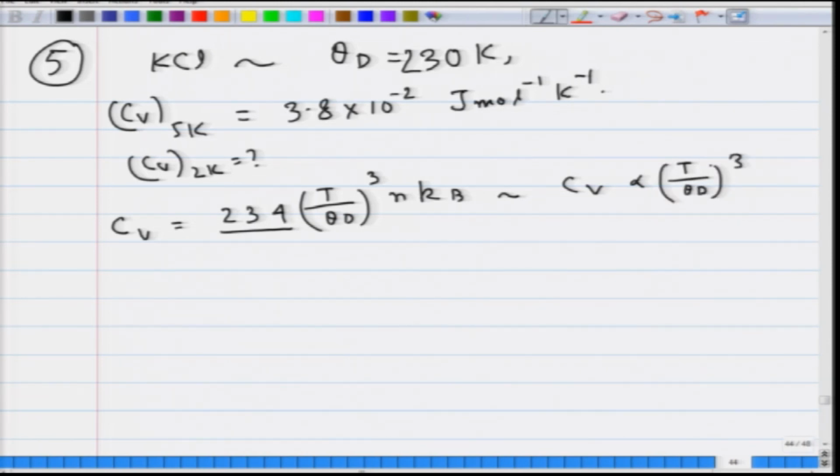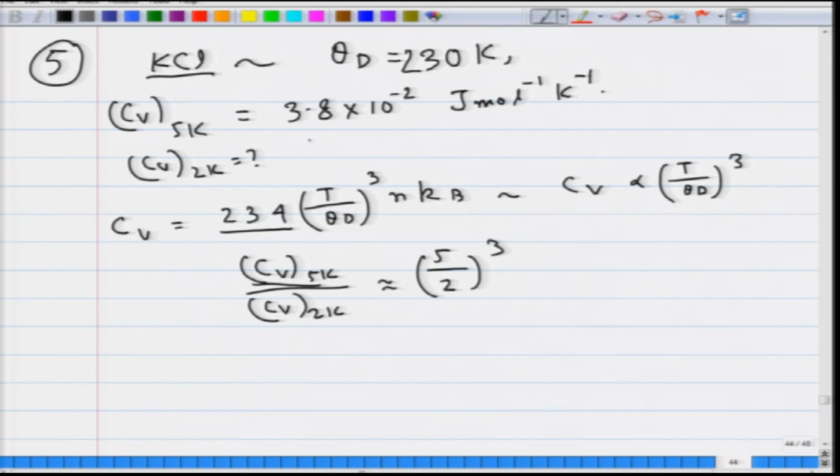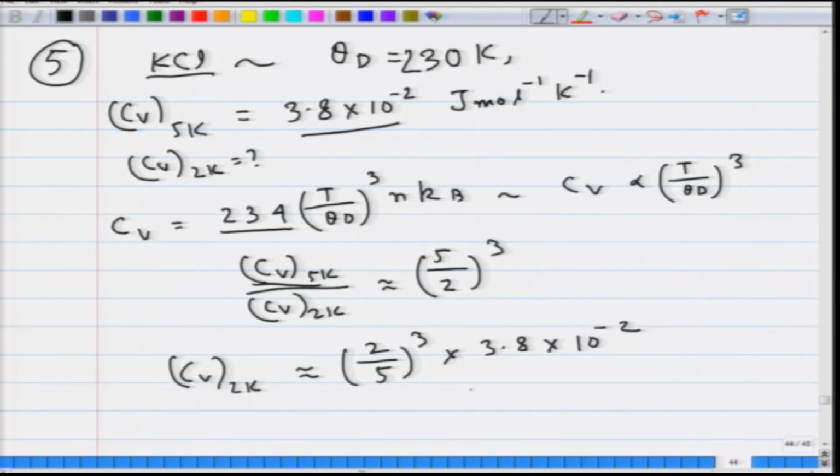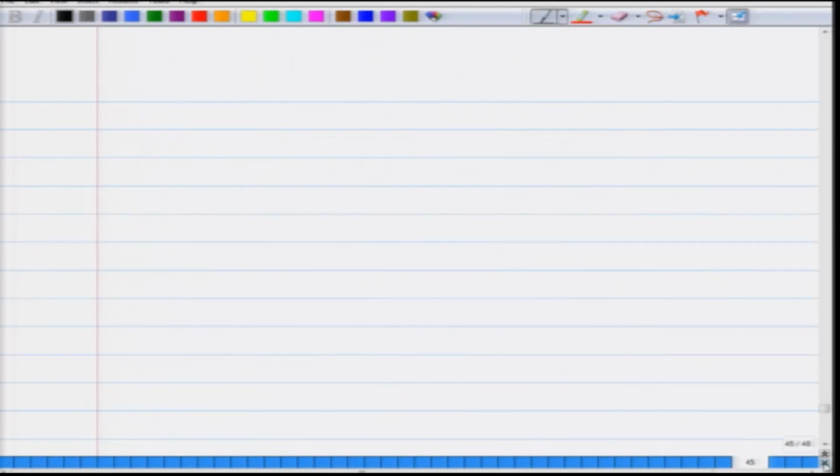Here the KCl is the same, so theta d will be the same. So simply Cv at 5 K by Cv at 2 K is proportional to 5 by 2 cube. It is given as 3.8 into 10 to the power minus 2. So Cv at 2 K will be 2 by 5 whole cube into 3.8 into 10 to the power minus 2, which is 2.4 into 10 to the power minus 3 joule mole inverse Kelvin inverse. This is option A.